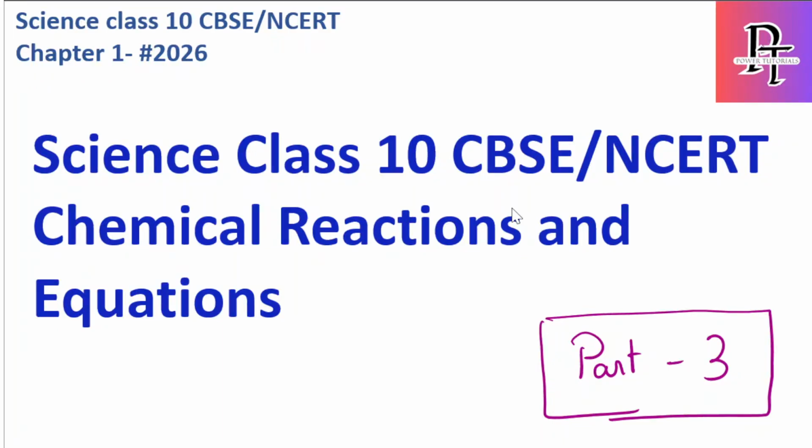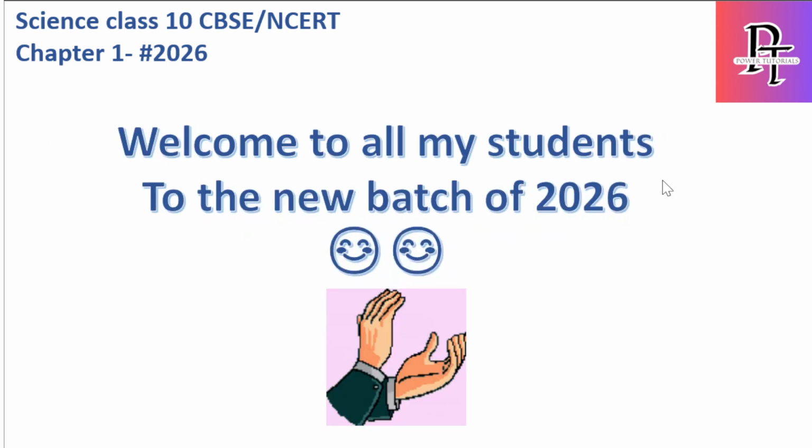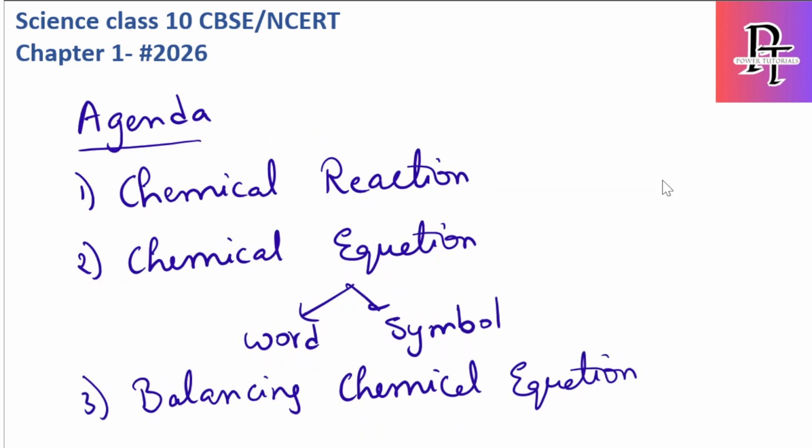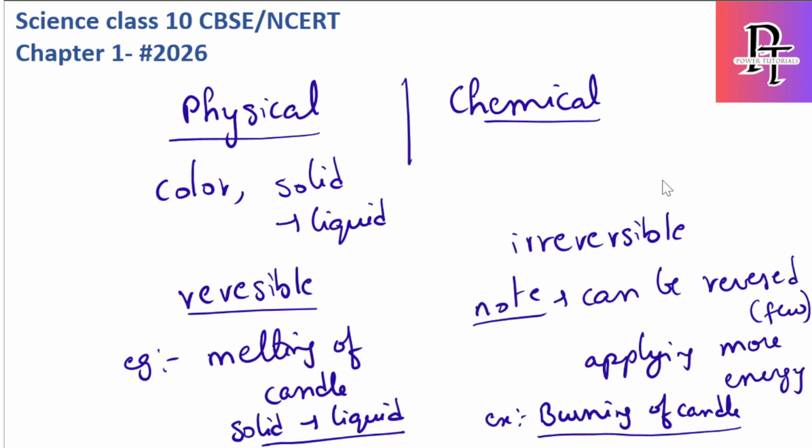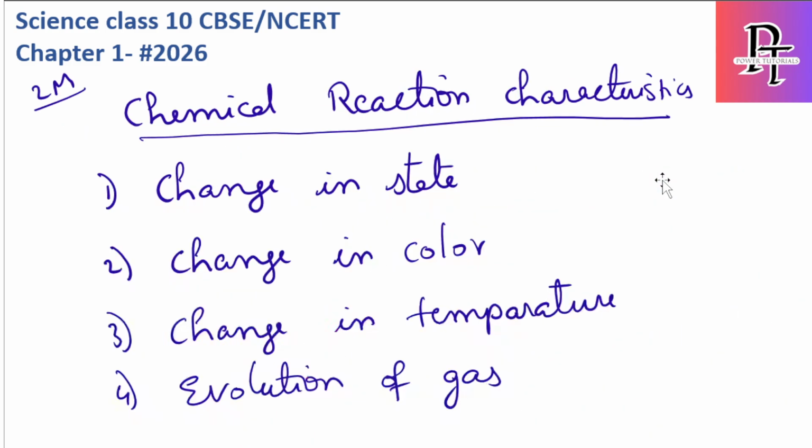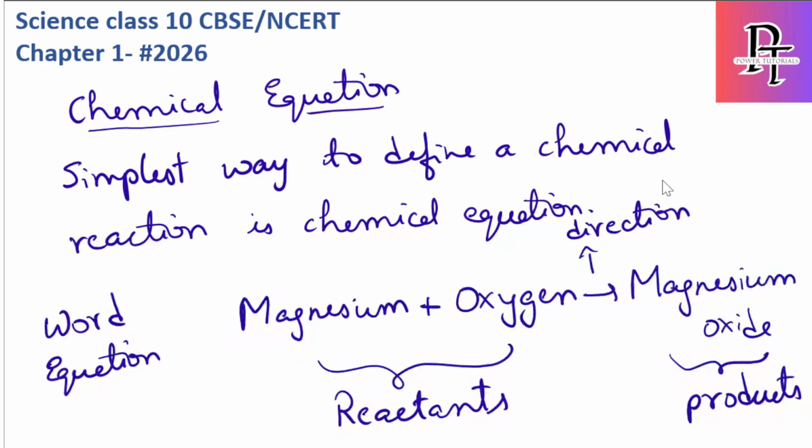So today we are going to cover part 3 of Science Class 10 NCERT, that is CBSE board, chemical reactions and equations. In the previous parts I have discussed what is a chemical reaction, what is a chemical equation, word equation, symbol equation, also how to balance a chemical equation, and why we have to do it. We also discussed changes in chemical reactions. These are all covered in part 1 video.